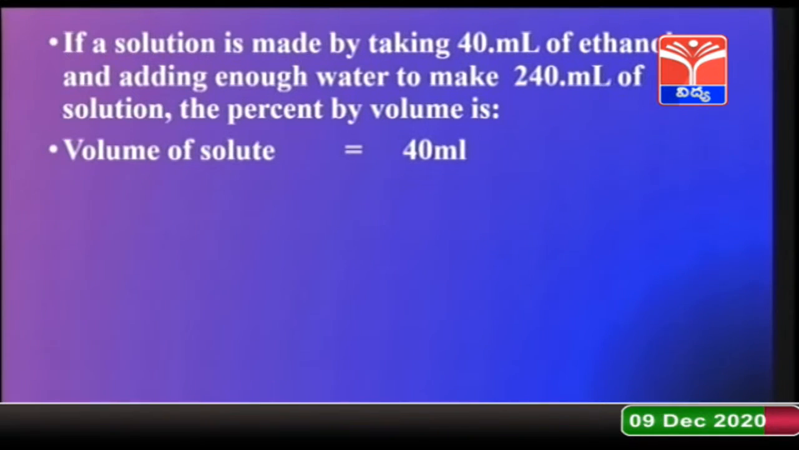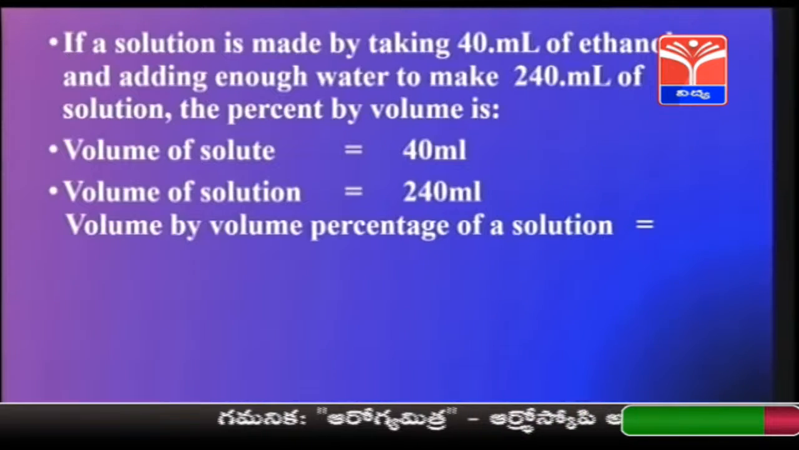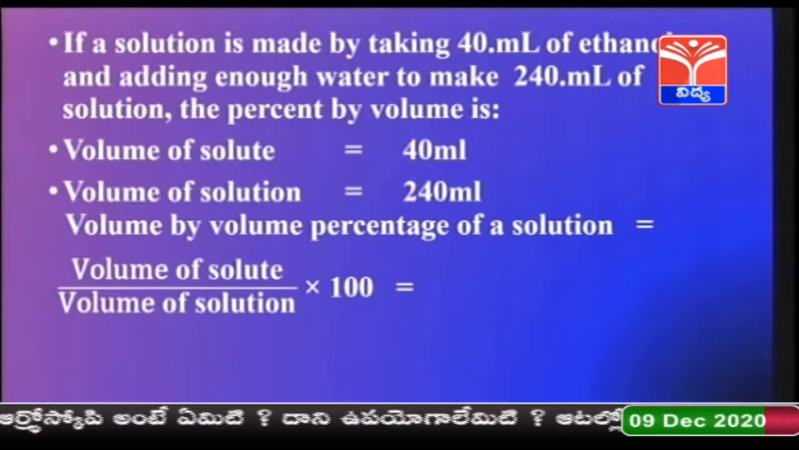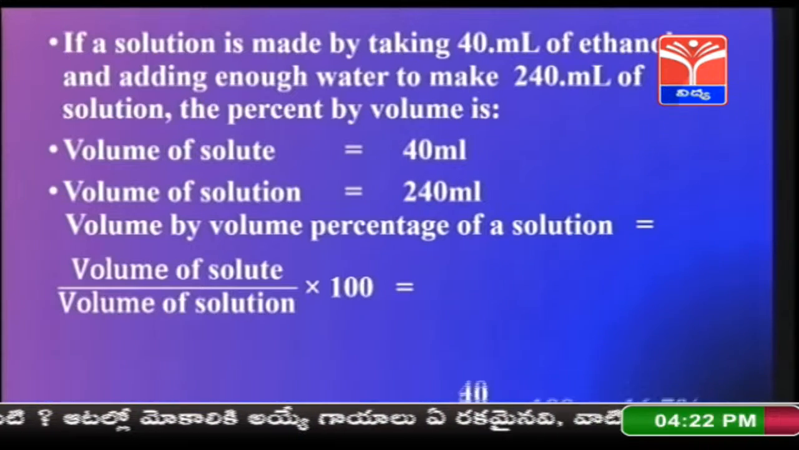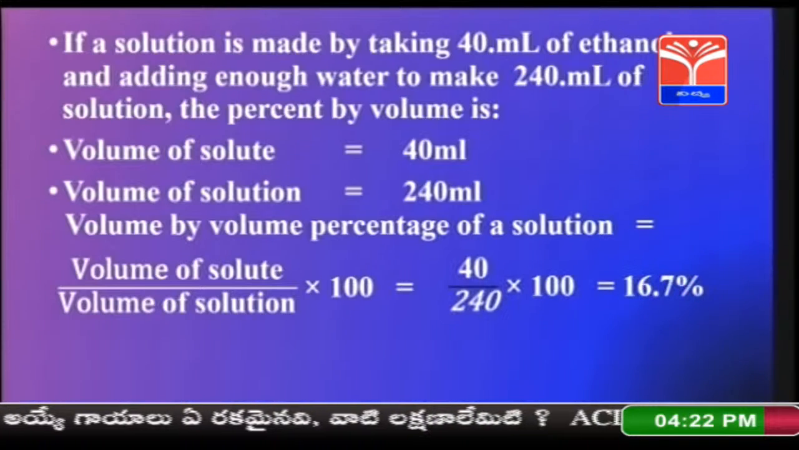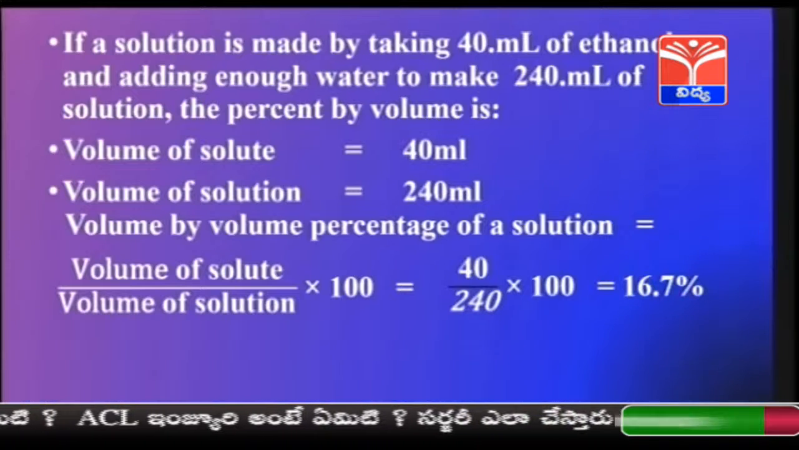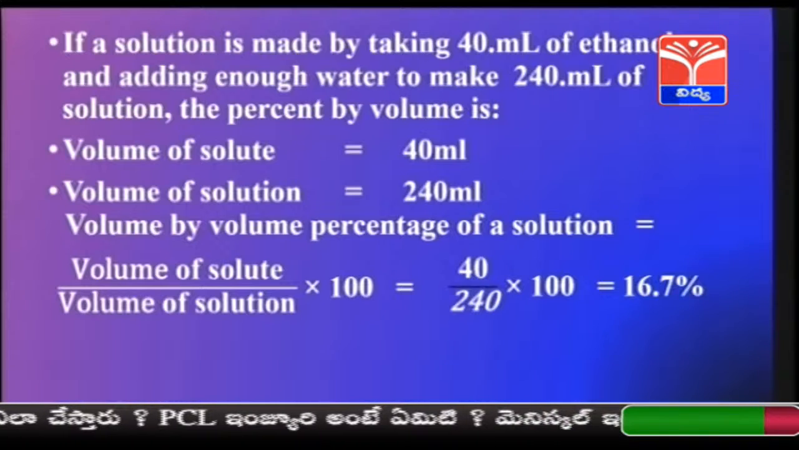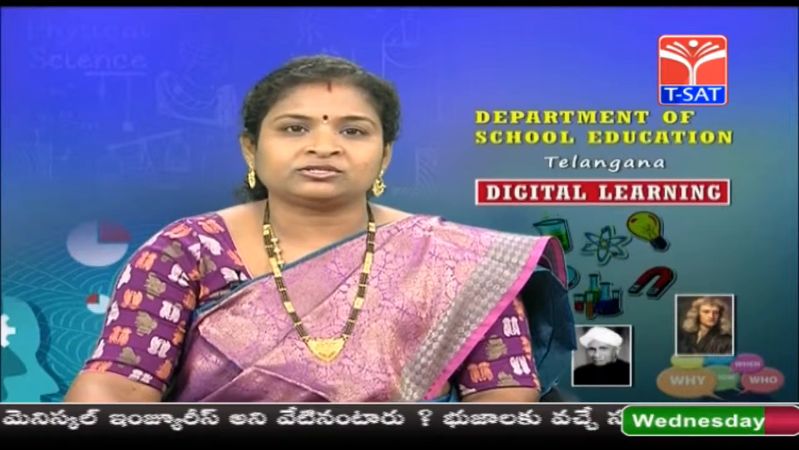Volume of solute we have taken here is 40 ml of ethanol. Volume of solution totally we have got is 240 ml, and so volume by volume percentage of a solution can be obtained by the formula volume of solute by volume of solution into 100. Let us substitute the values. 40 by 240 into 100, that gives rise to 16.7% volume by volume percentage of ethanol solution. So children, did you understand how to find out the concentrations of the solution?